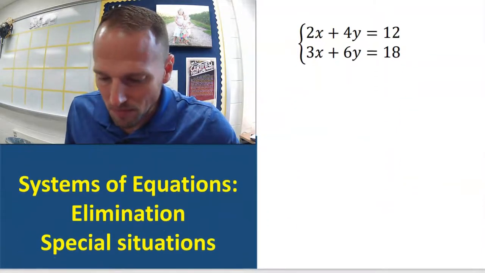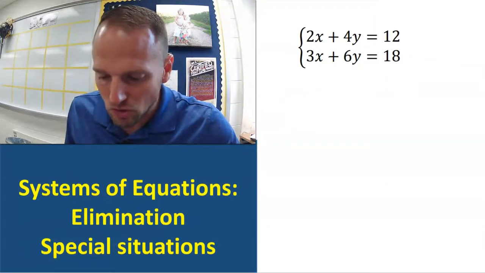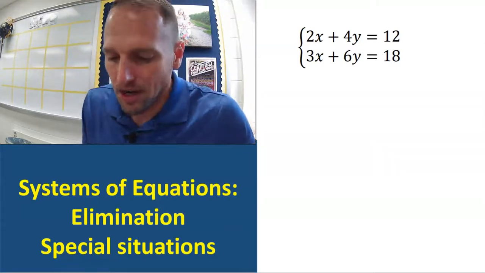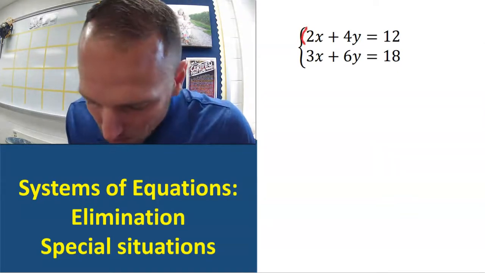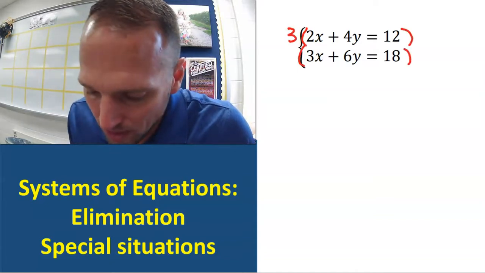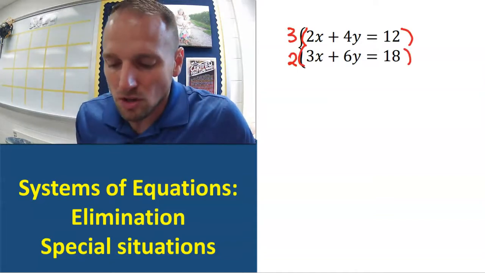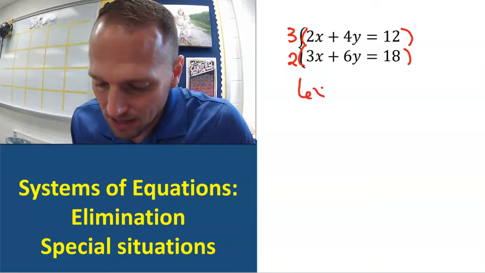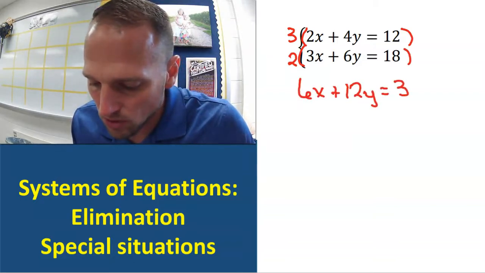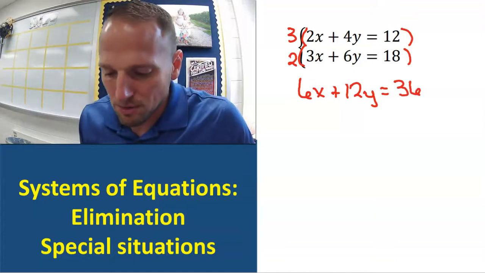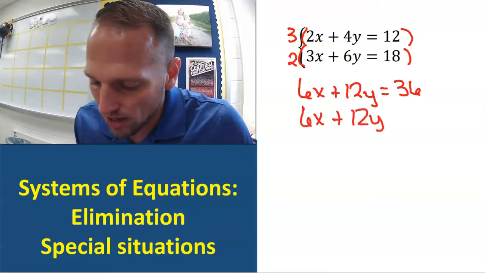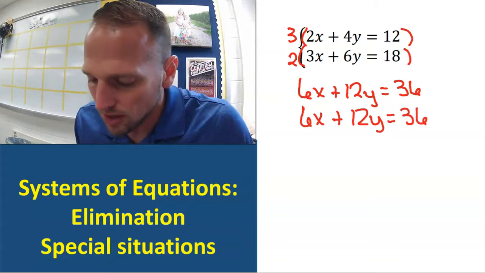All right. Now let's look at some special situations here. So I've got a system of equations up here again. I'm going to do the same thing I've done before. Multiply the top by the bottom and the bottom by the top. So I'm going to multiply the top by 3 and the bottom by 2. So on the top, that's going to be 6x plus 12y equals 36. On the bottom, distribute the 2. 6x plus 12y equals 36.